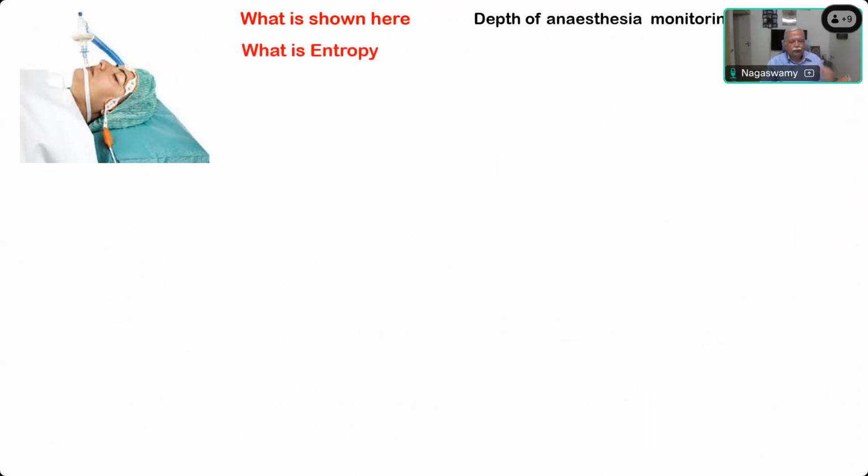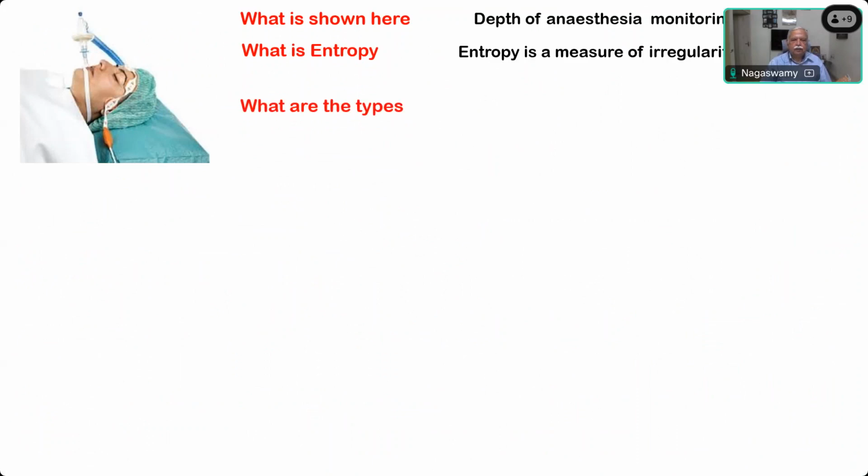What is the meaning of the word entropy? The measure of irregularity in any signal. Here we use the EEG signal, so we measure the irregularity in the EEG signal. So the word entropy means measure of irregularity in any signal.